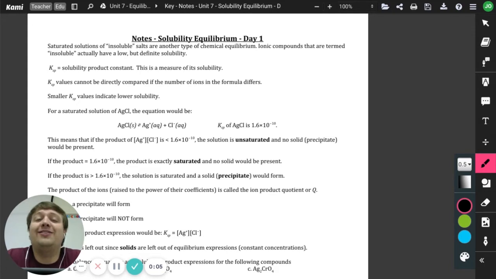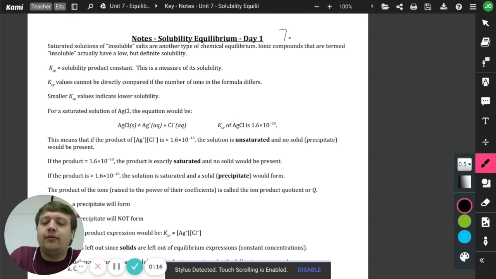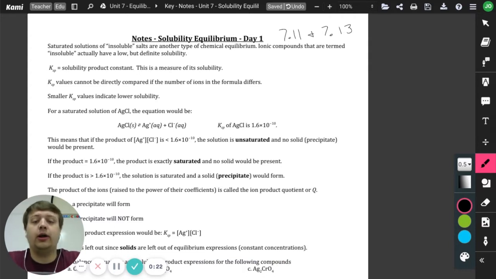So, today we are going to be continuing our Unit 7 notes on equilibrium, and specifically, we're going to focus on solubility equilibrium. Now, in this, we are going to be covering Unit 7.11 and 7.13 in terms of the College Board calendar. So, use that as a reference for you when you're doing those practices on College Board. All right. Okay, so solubility equilibrium.